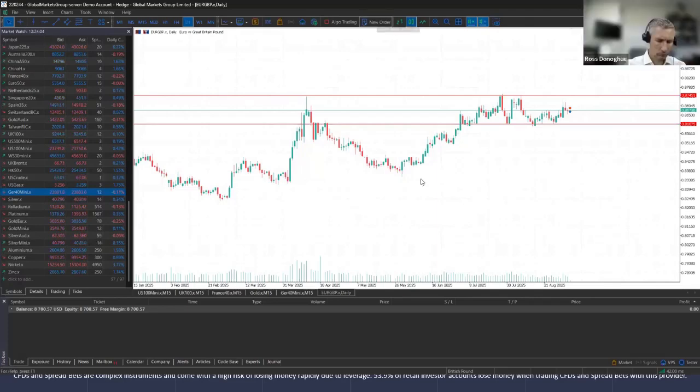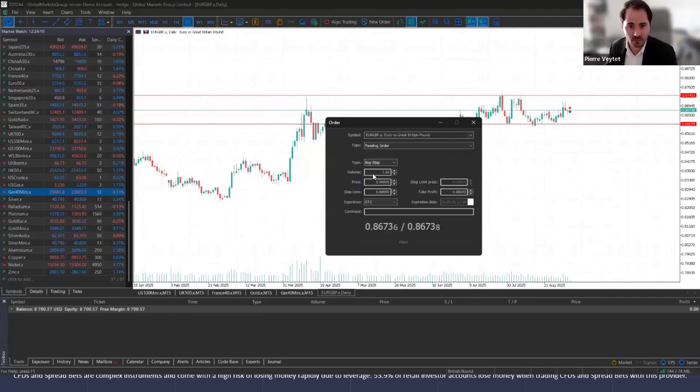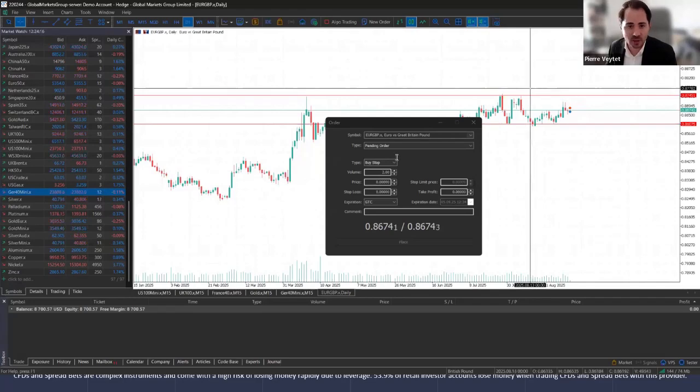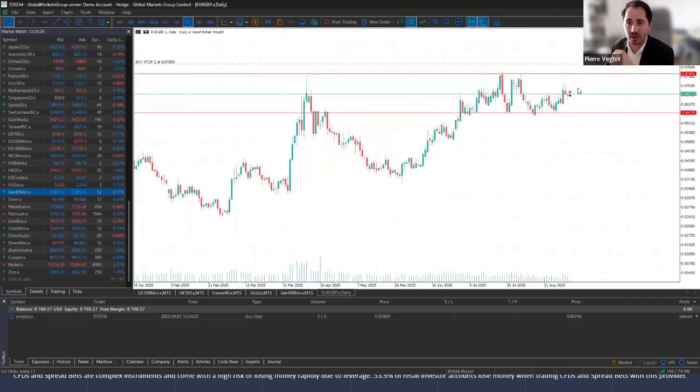So now look, new order, pending order, always buy stop, and let's say you'd like 0.8780. Boom. Look, you have your buy stop level right there. This means that if the market goes there, this is an area that has never been visited or traded on this time frame at least. So if the market goes there, according to your strategy, I'm not telling you to do this, I'm just providing you with an example.